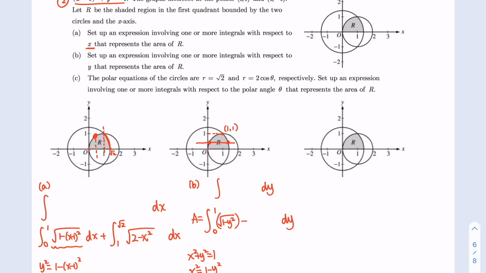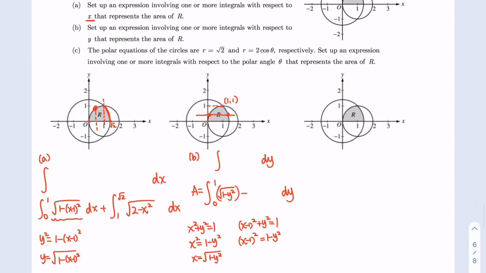Minus the left function here. The left function, (x minus 1) squared plus y squared equals 1. So (x minus 1) squared equals 1 minus y squared. Be careful, everybody, here, because x here is less than 1, from the left of 1. So when we take the square root, it gives us the negative. So x here will be 1 minus the square root of 1 minus y squared. This is our integrand here.